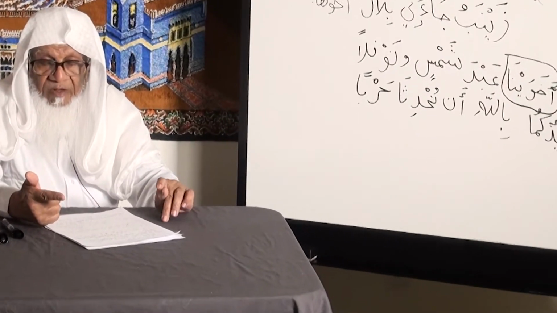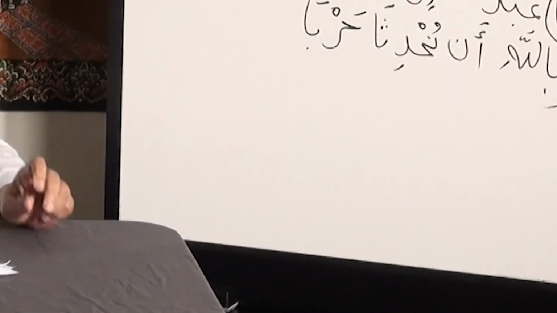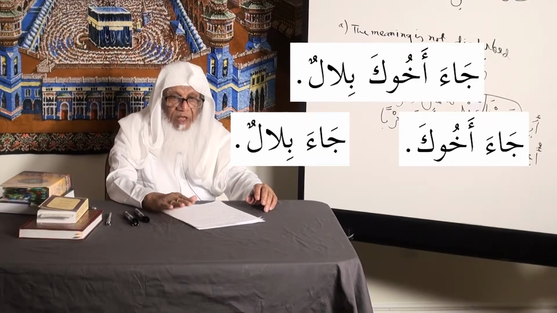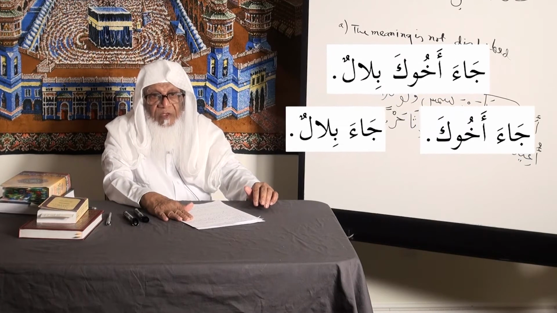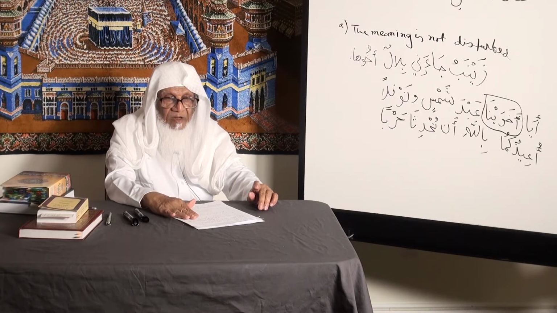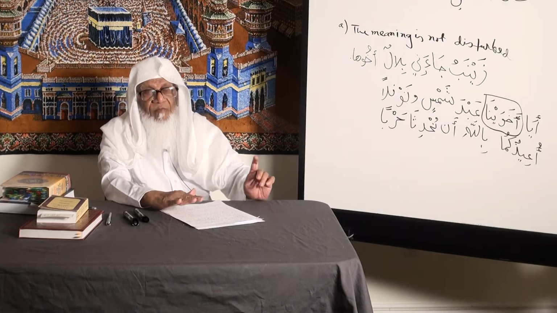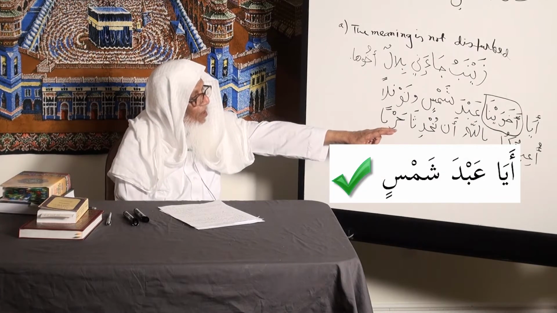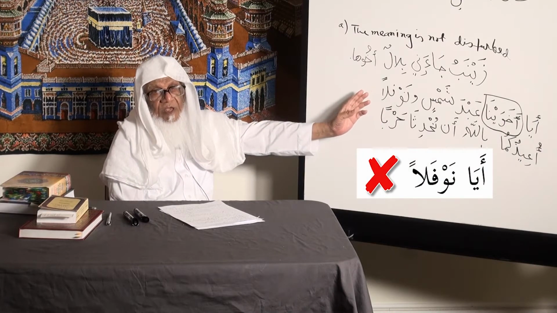The amil, the element or the word which changes the case ending, has to be repeated. You assume that it is being repeated. So jaa akhuka bilalun means jaa akhuka jaa bilalun. Ya Muhammadan, if you say ya Abdullahi, Aliyun, Aliyu, you must say Aliyu, as if you say ya Abdullah, ya Aliyu, as if you are repeating the amil. So here, ya Abda Shamsin is okay, but if you say ya Naufalan it is wrong, you must say ya Naufalu.